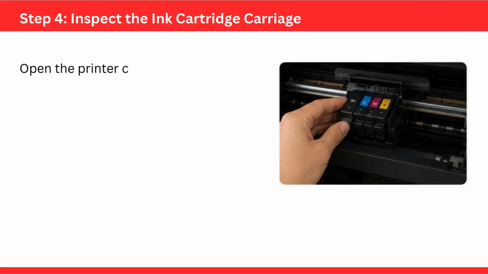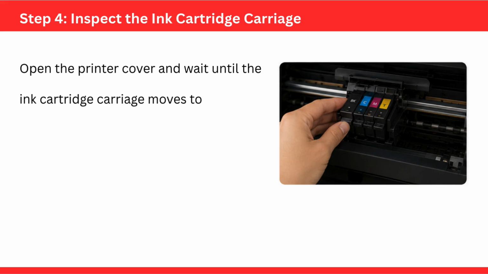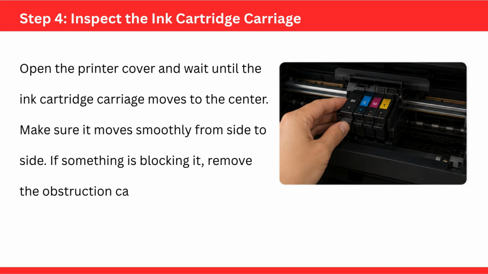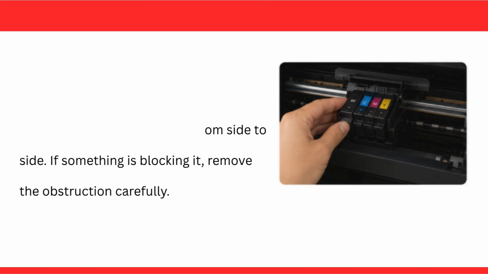Step 4. Inspect the ink cartridge carriage. Open the printer cover and wait until the ink cartridge carriage moves to the center. Make sure it moves smoothly from side to side. If something is blocking it, remove the obstruction carefully.